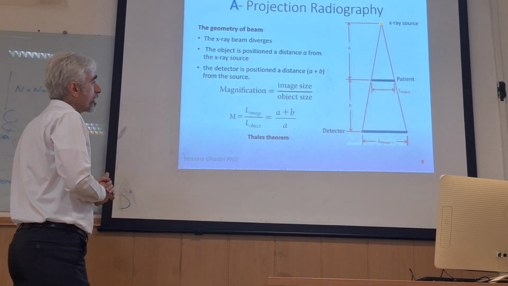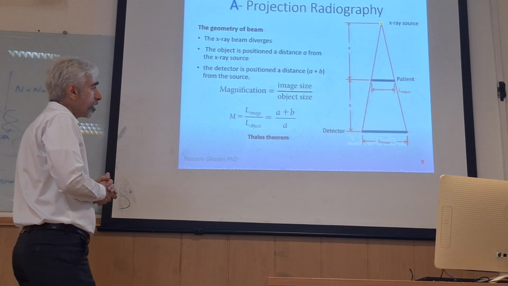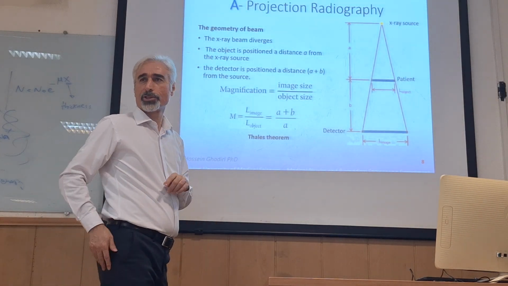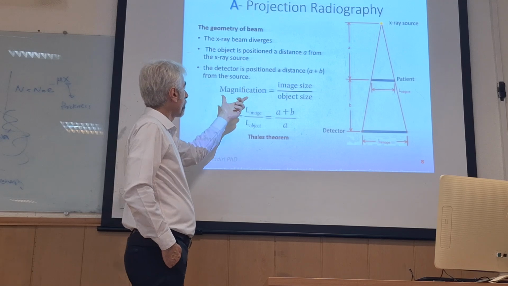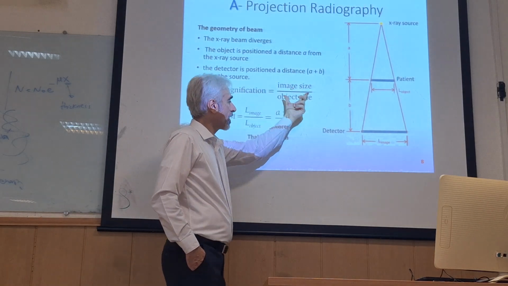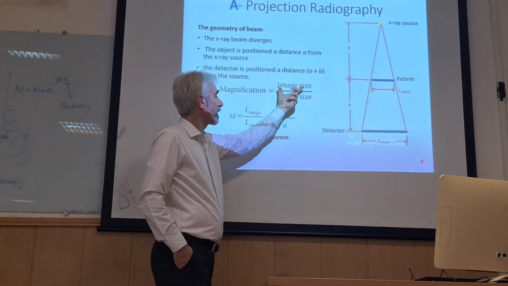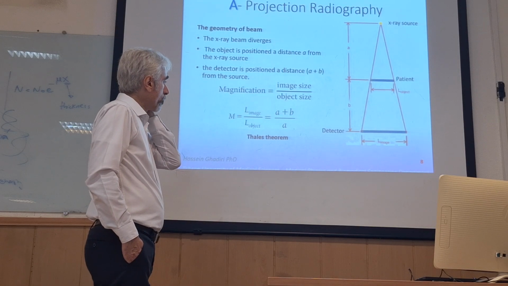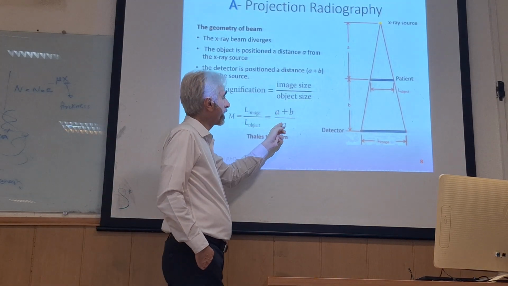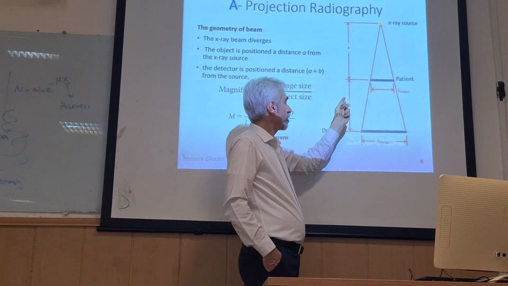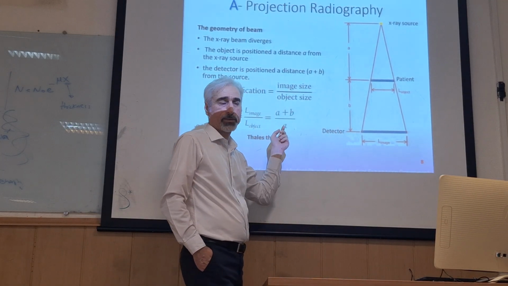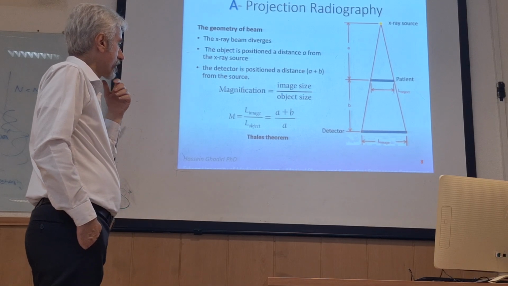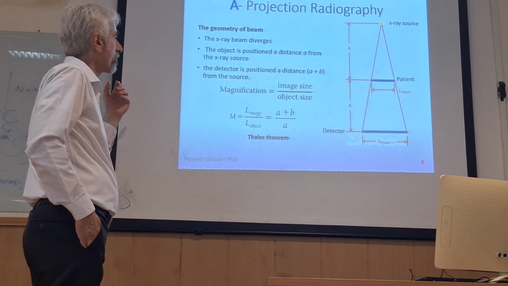The equation is very simple. We had it in high school in triangle geometry. The magnification is defined as the image size divided by the object size. My equation is (A+B)/A, the Thales theorem, very simple.